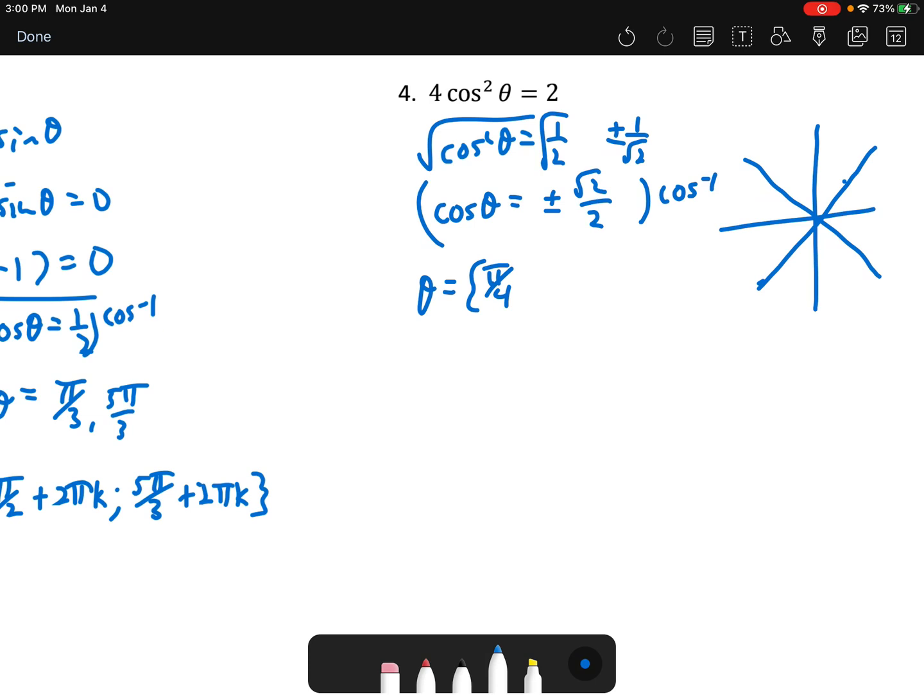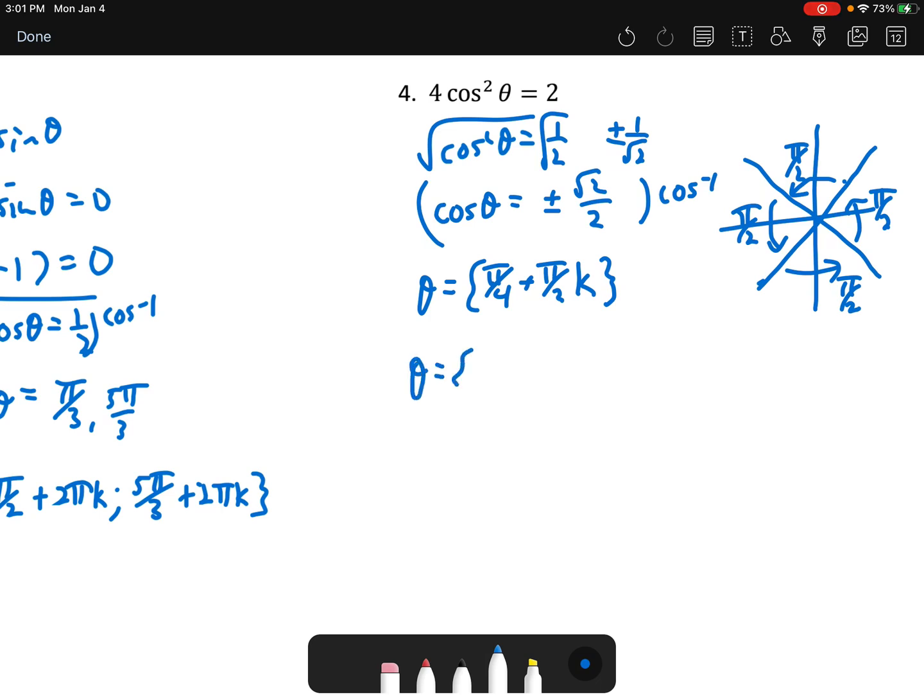Let's see. If I added pi over 2, it would give me the next answer. Pi over 4 plus pi over 2 k. Because it's pi over 4, 3 pi over 4, 5 pi over 4, and 7 pi over 4, we would just keep adding pi over 2's. See that? 90 degrees each time. And we could go around the circle forever that way.